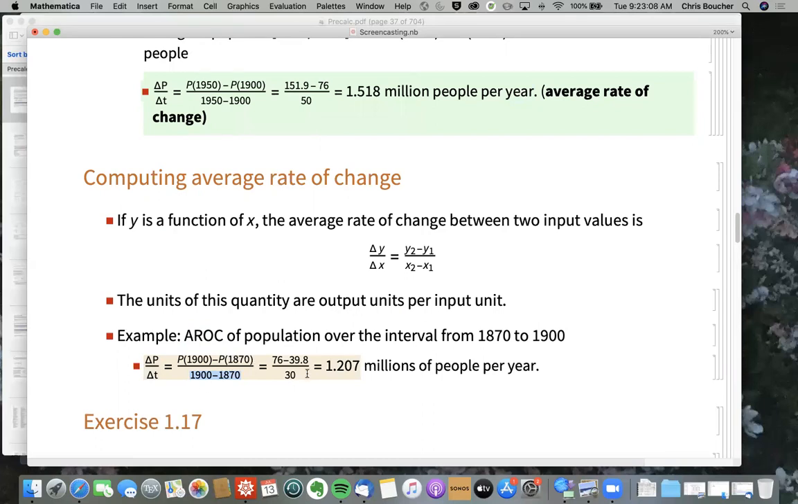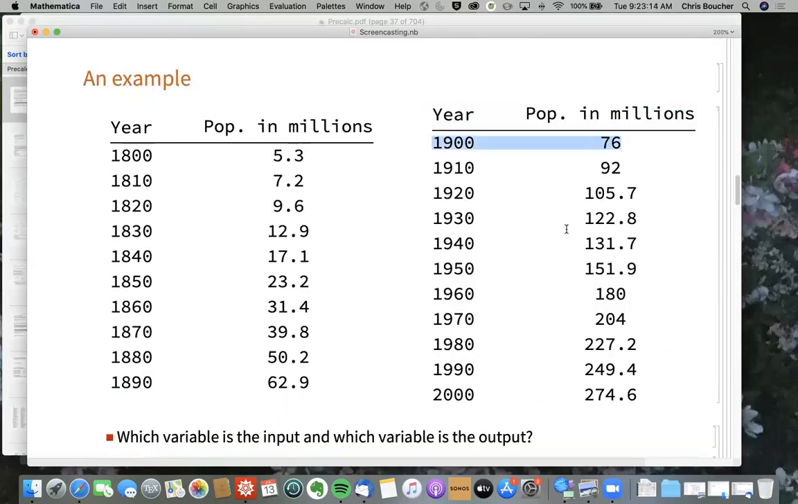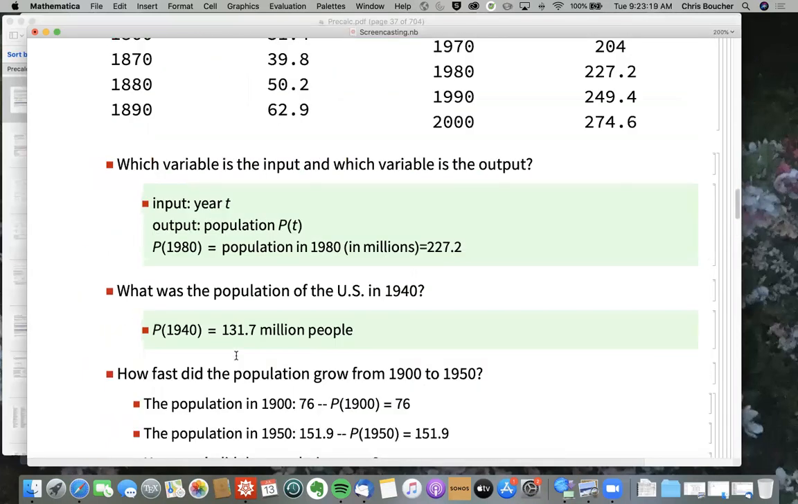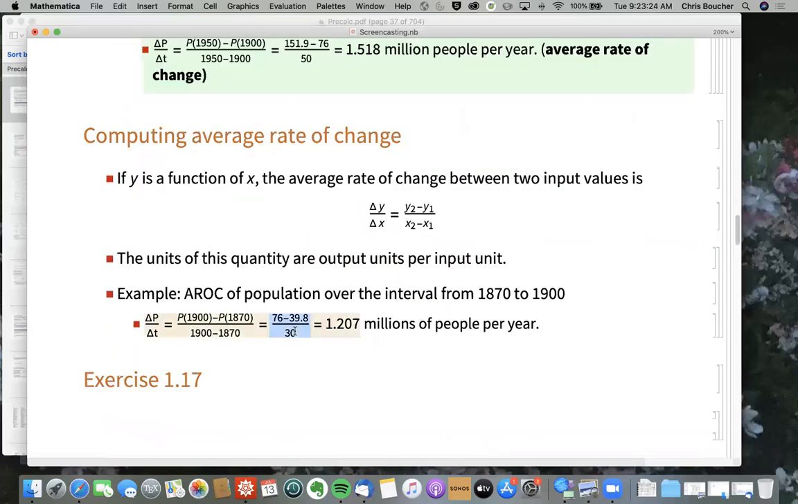And so from here, it's mostly calculation, right? These values in the numerator, P of 1900, I can get from this table, right? Here's P of 1900 is 76. I guess we did that one before. And P of 1870 is right here, 39.8. And then once you have this, it's just plugging into a calculator and we come out with 1.207 million people per year. So the interpretation of this is in this interval, the population grew on average by 1.207 million people per year.